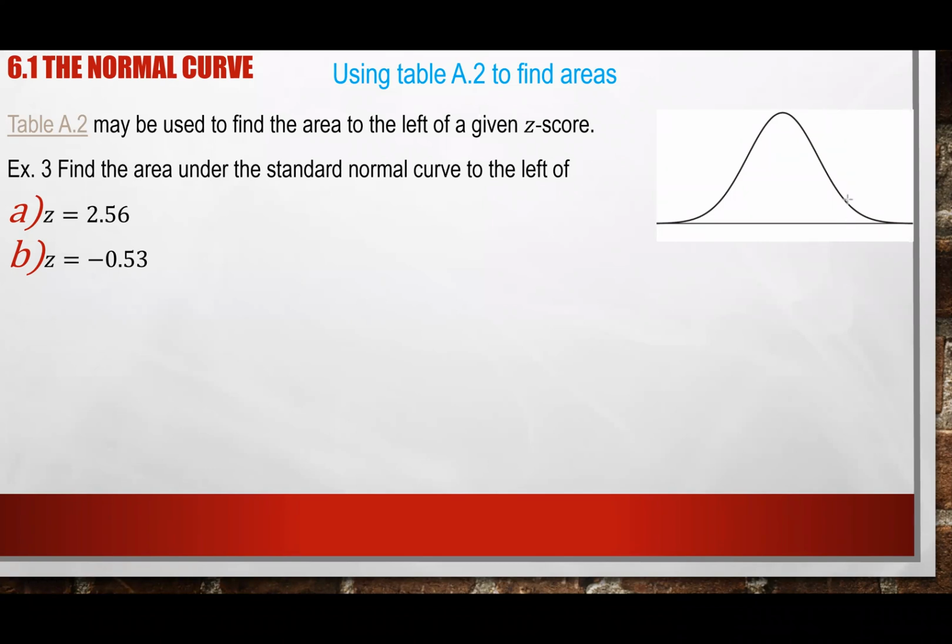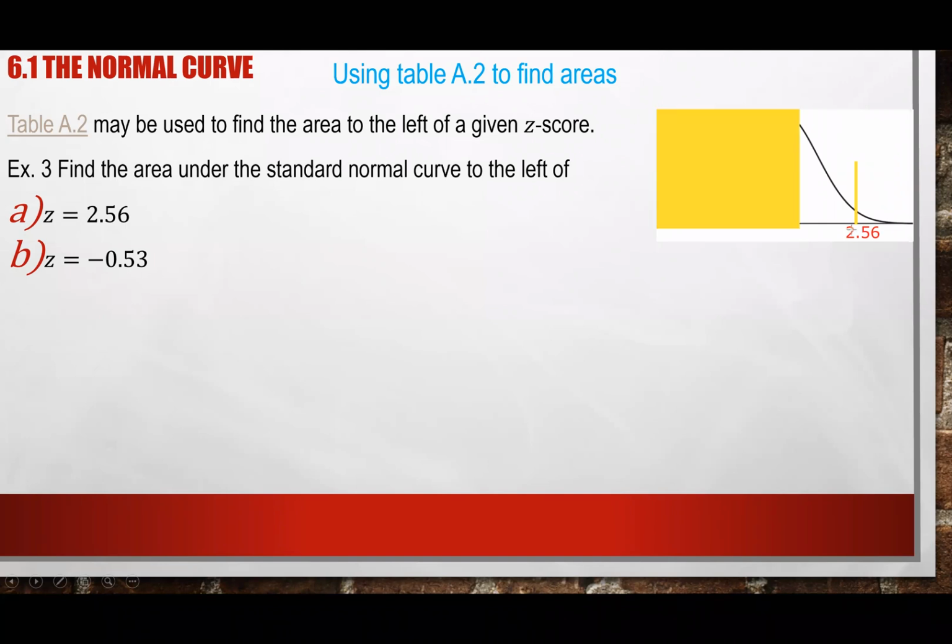So let's say that this number right here is 2.56. Let's say this is my number, my z-score is 2.56. Now, do you agree that they asked me to find the area to the left? The area to the left means whatever is from here to this given point. That's what I'm looking for, the area to the left of that.